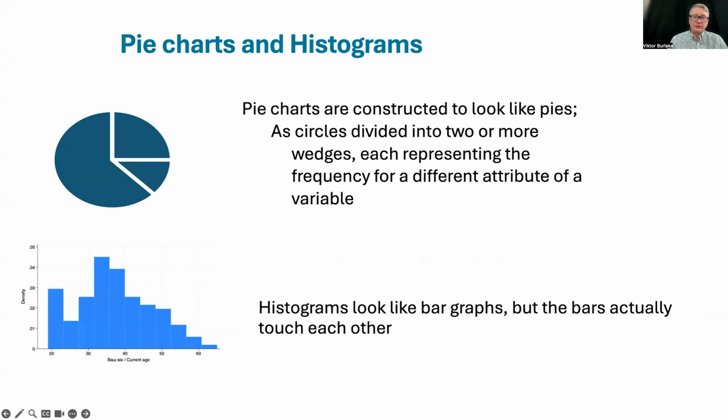histograms look like bar graphs, but are used for continuous data like age or income, and the bars touch each other. Histograms are useful for showing the distribution of a variable, such as the age distribution of clients. These visual tools make it easier to understand and communicate complex data, which is crucial in social work when reporting to funders or stakeholders.